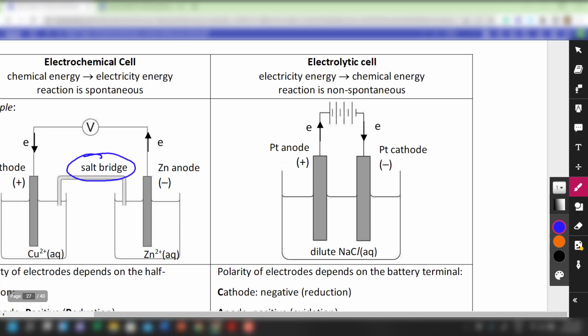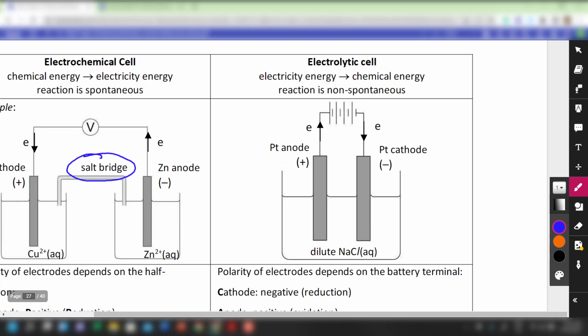So in this case, we are driving the electrolysis of dilute sodium chloride solution. Again, the electrons are being pushed from the anode to the cathode. The only difference between an electrochemical and electrolytic cell is that the polarity of the electrodes is different. So for the electrolytic cell, the anode is positive, whereas the cathode is negative.